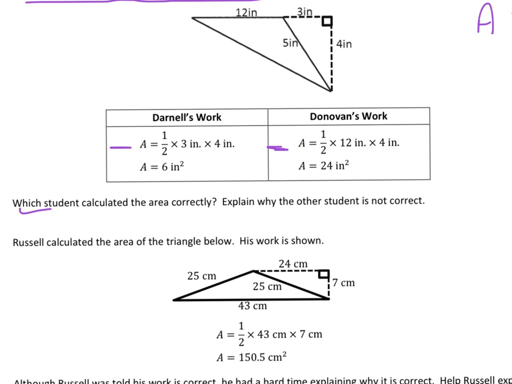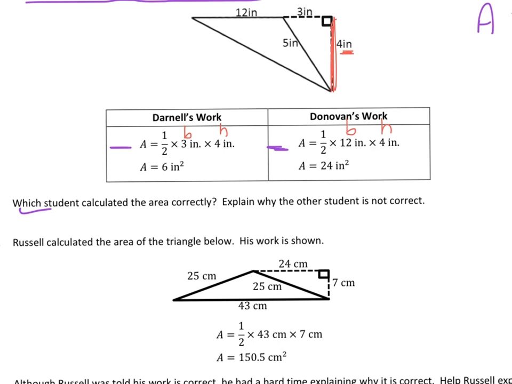By dive in, I mean let's get closer. So 1/2, and I see Darnell is saying the base is 3 and the height is 4. Donovan is saying 1/2, base is 12, height is 4. So it looks like they're consistent with the height. And we can see 4 inches right here. And that does look like the height because it's creating a perpendicular line segment there for a 90-degree angle. Now we need to figure out the base.